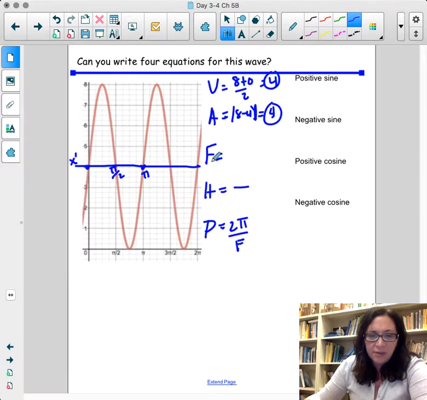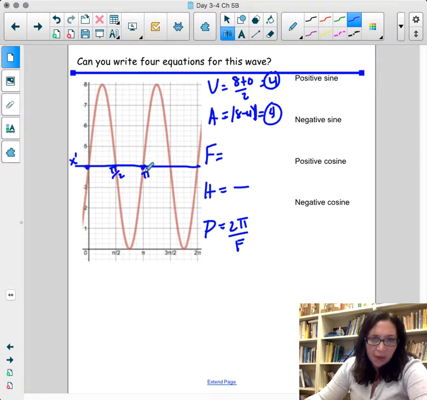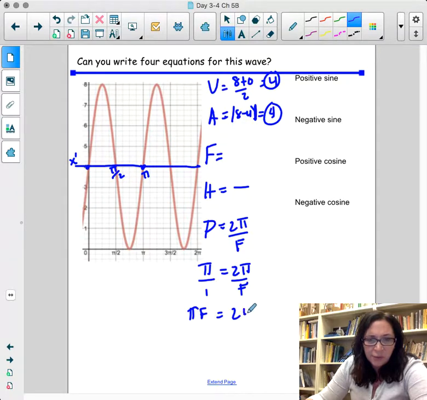Now, this is the way you do this. You notice that the period, the time it takes to start and stop, is pi. So really, you go pi is equal to 2 pi over my frequency. See this? I'm going to cross multiply. I'm going to go pi times my frequency equals 2 pi. I'm going to divide by pi, okay? Divide by pi, and I get my frequency equals 2.